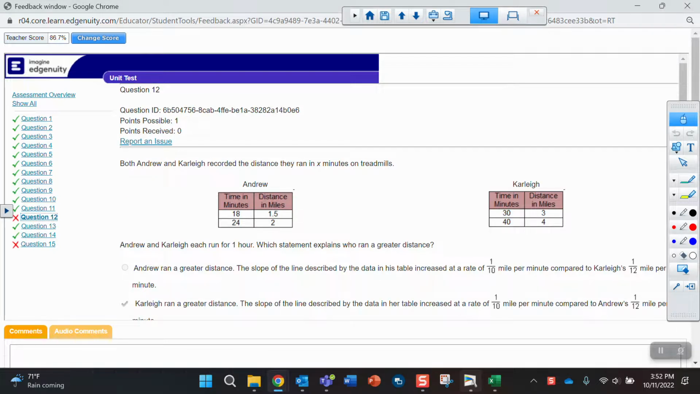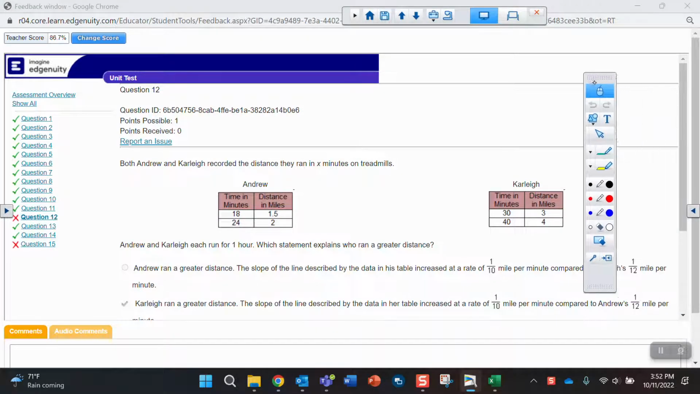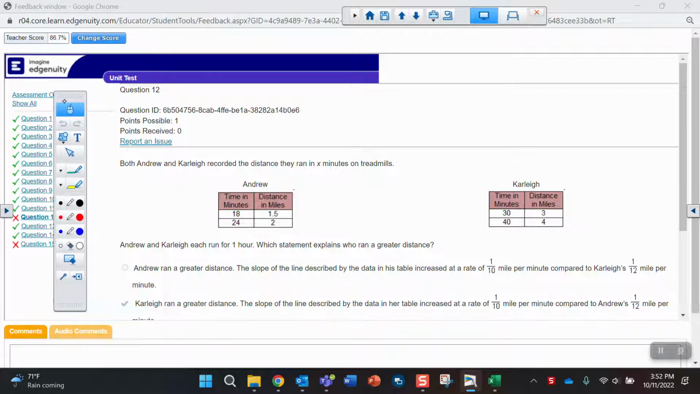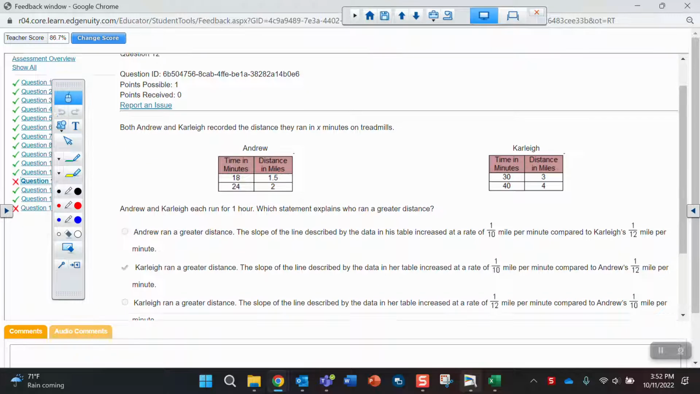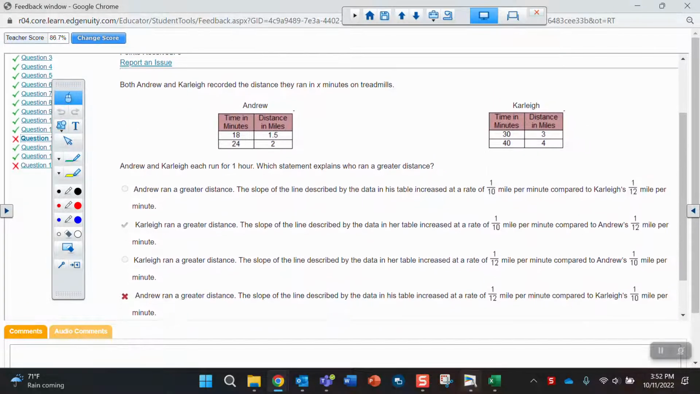Hey Sam, I have your unit review here to go over real quick. You missed two questions, number 12 and number 15. Make sure I can get it all in one view here.